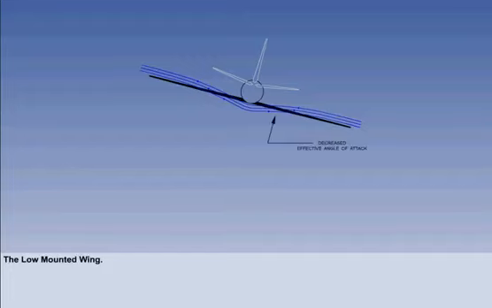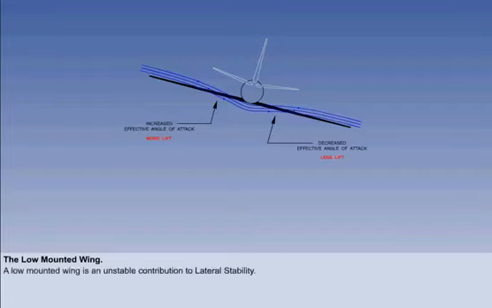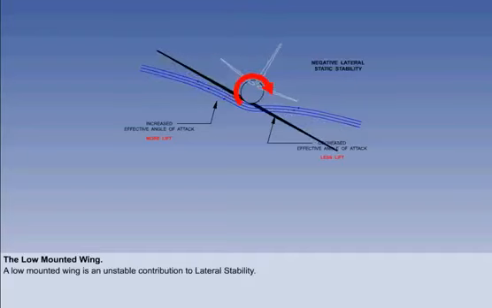The wing into wind has a decreased effective angle of attack and less lift, whereas the wing out of the wind has an increased angle of attack and more lift. The difference in lift on each half of the wing will generate a rolling moment that rolls the aircraft further away from wings level. The aircraft has negative lateral static stability.